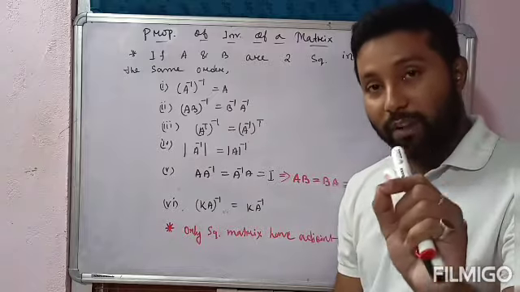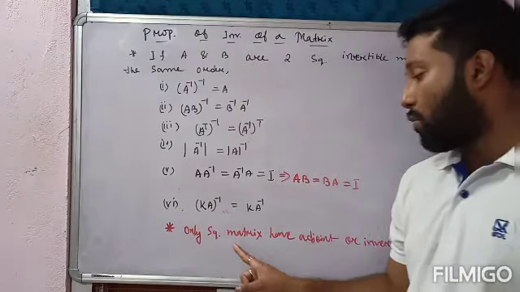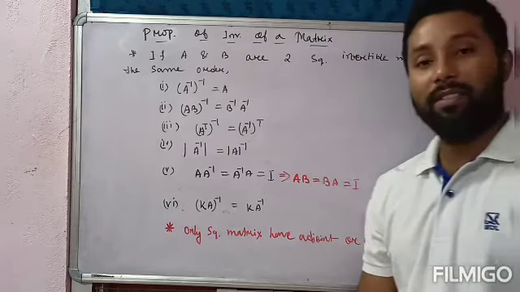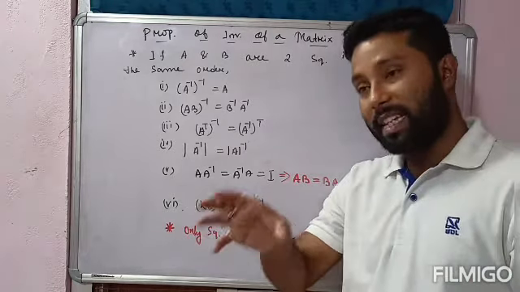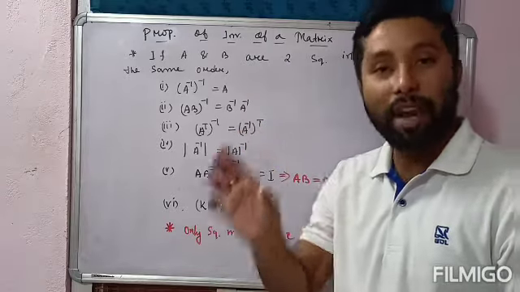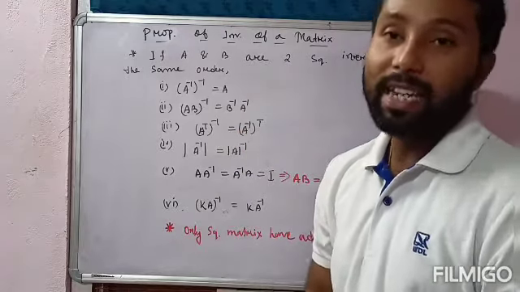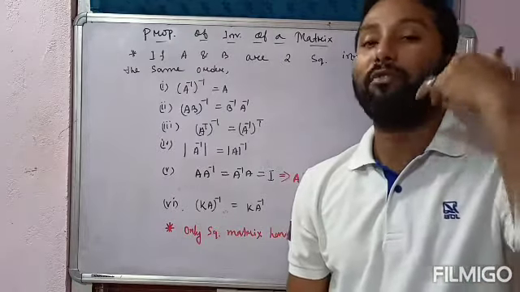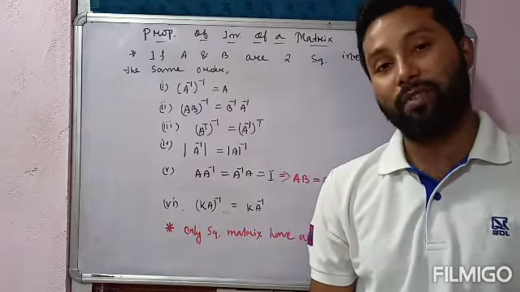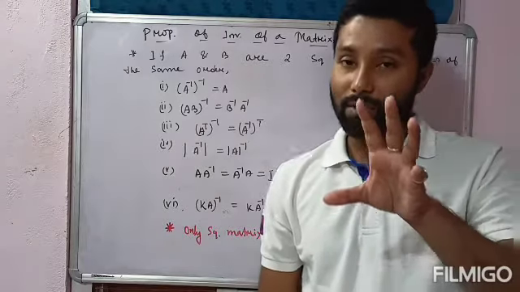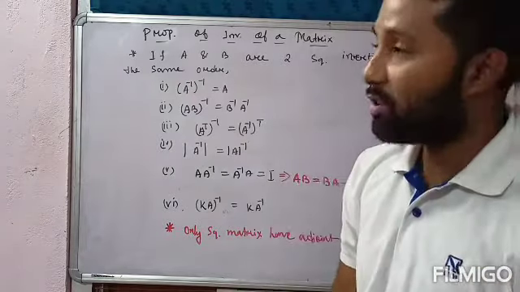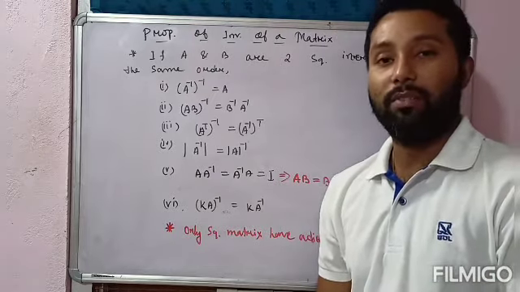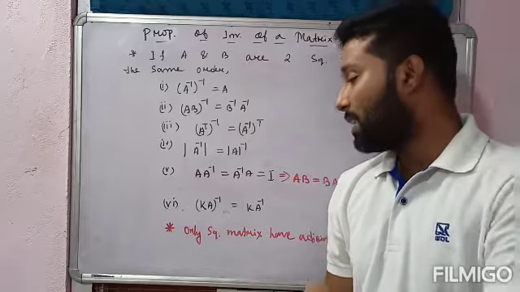And one thing you have to remember, only square matrix have adjoint and inverse. That means in case of square matrix, if the given matrix is a square matrix, then only we can determine adjoint of that matrix as well as we can find the inverse of that matrix. Okay, अगर वो matrix square matrix नहीं होगा तो we cannot determine adjoint or inverse of a matrix. Okay, so these are the properties.